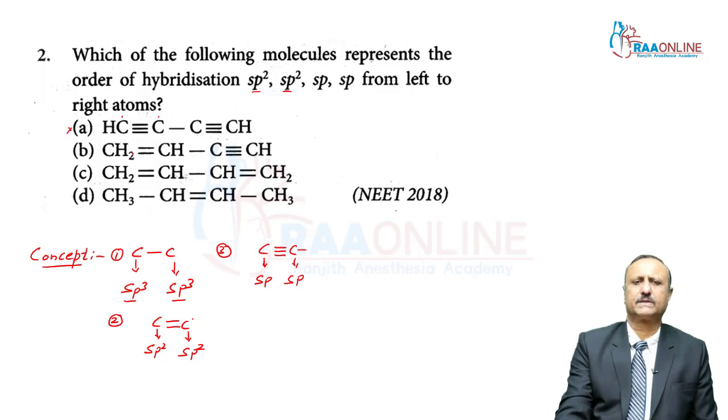Now, we can take, my dear students, here this is sp2, a double bond is attached. Here this is sp2. Okay. Here it is sp because a triple bond is present. Here this is sp because a triple bond is present. That is why, my dear students, your answer is B. B is your answer, and in option B these hybridizations are present.